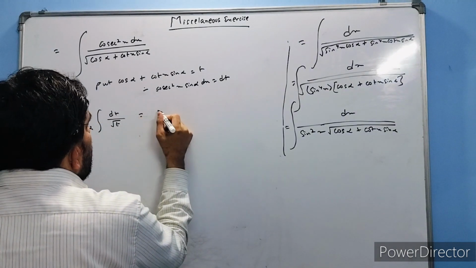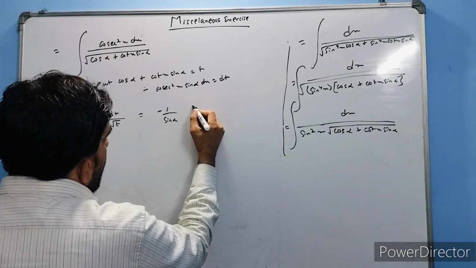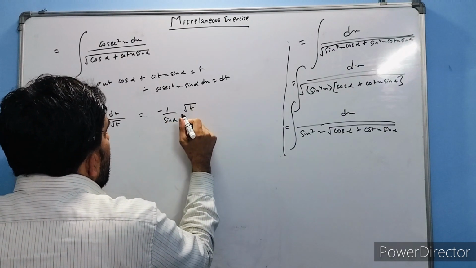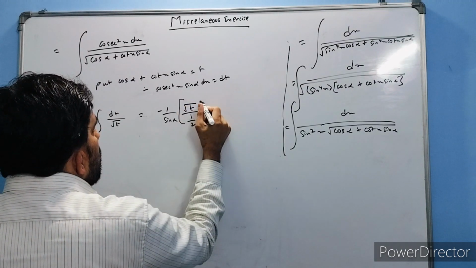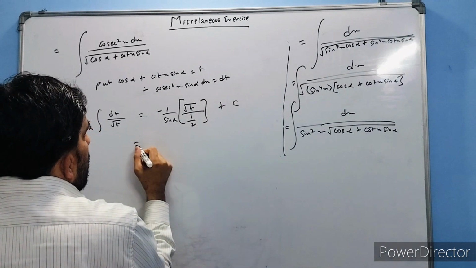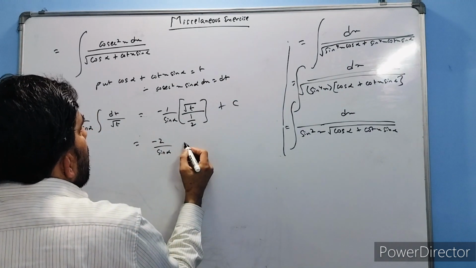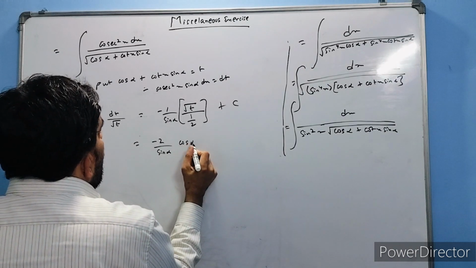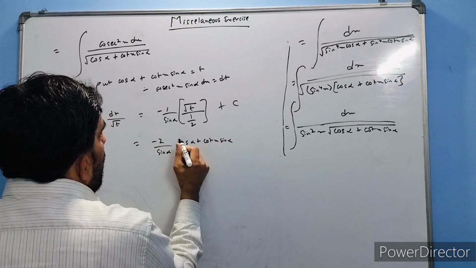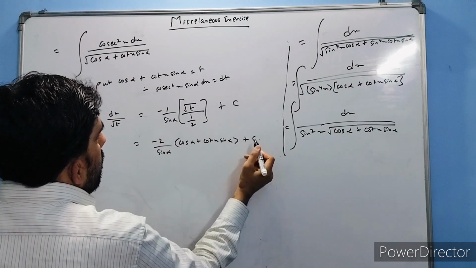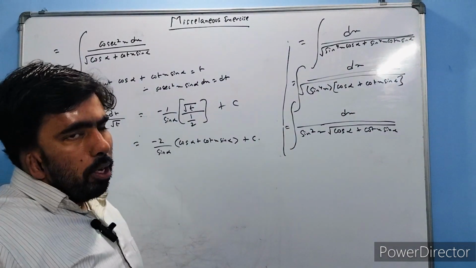Now 1 upon root t is t raised to minus half, and we all know that minus half plus 1 will be half, so root t upon half, plus c. So you can write minus 2 upon sin alpha. Now what we have taken as t here, cos alpha plus cot x sin alpha, plus c. Okay, so likewise we are able to solve the numericals.